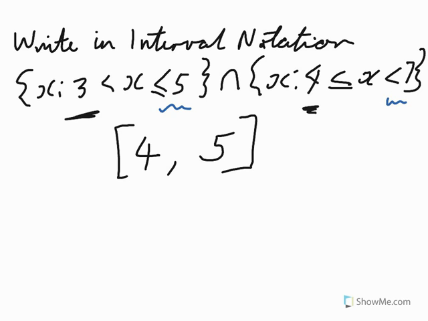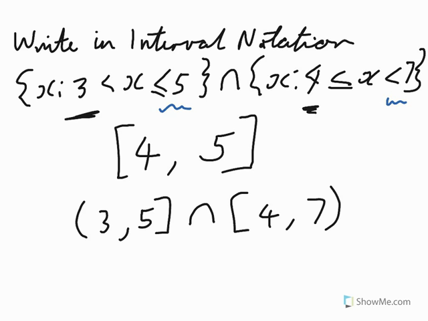Now, there is another way that we could do it. We could simply look at each individual set. So the first set, 3's not included, so we go 3, 5. It's included there. And again, intersection with 4 is included, 7's not. So either of those would work fine.